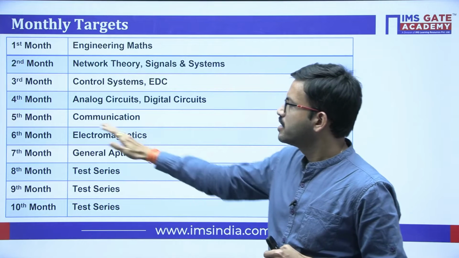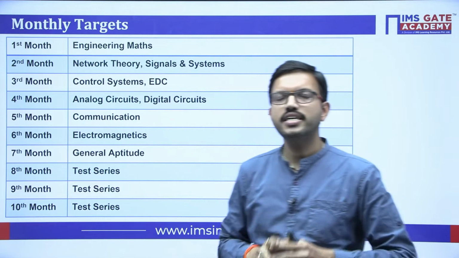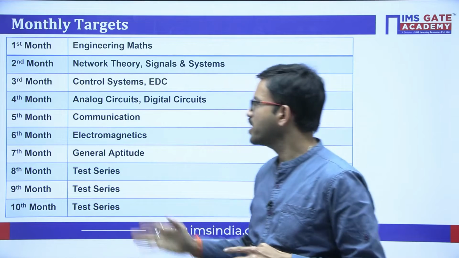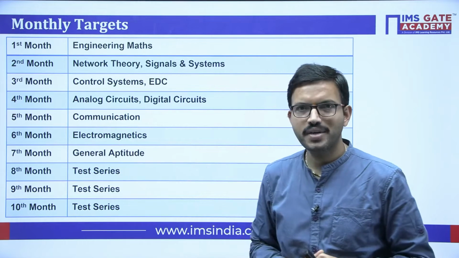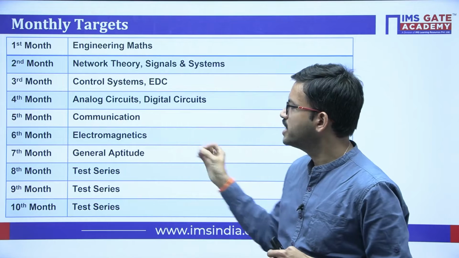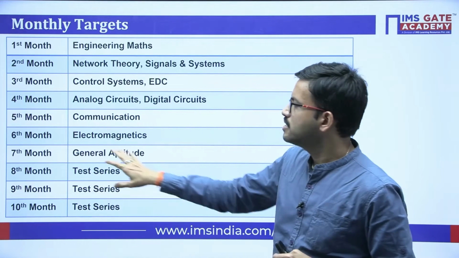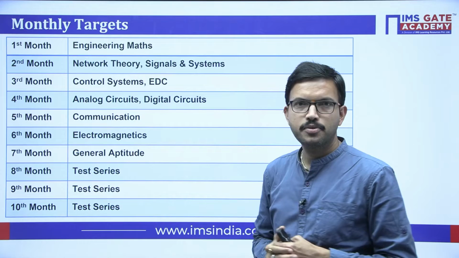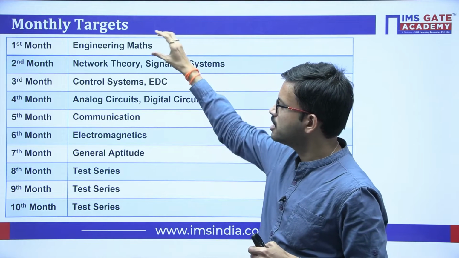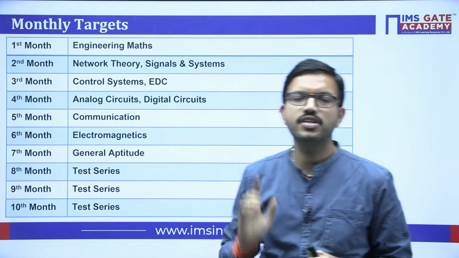Next, in the fifth month, I have kept communication, because as I mentioned earlier, the syllabus is vast. Similarly, for the sixth month, you can prepare EMFT. Here also, syllabus wise, it is vast, and concept wise, it may take time to understand. And the seventh month you can dedicate to general aptitude, because here I have mentioned engineering maths, communication, EMFT, and general aptitude, I have dedicated 1 month for your preparation.